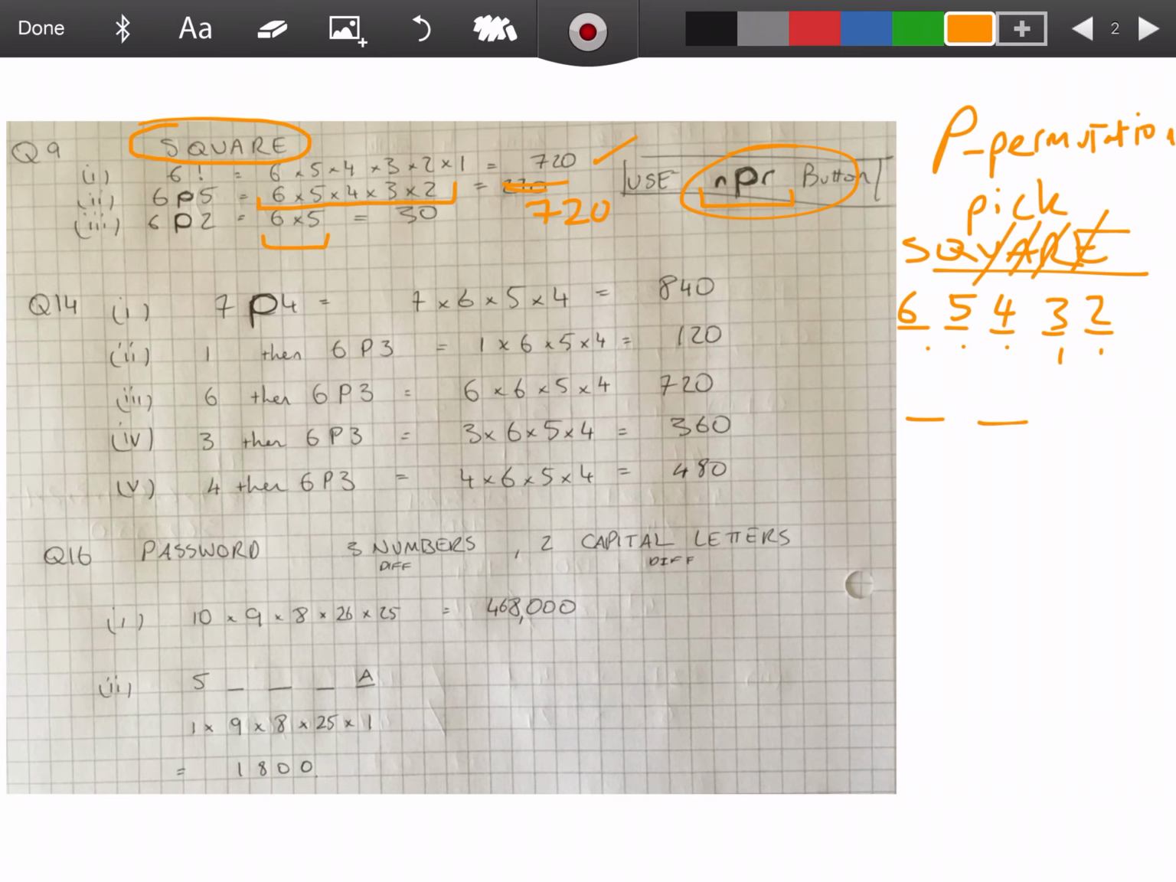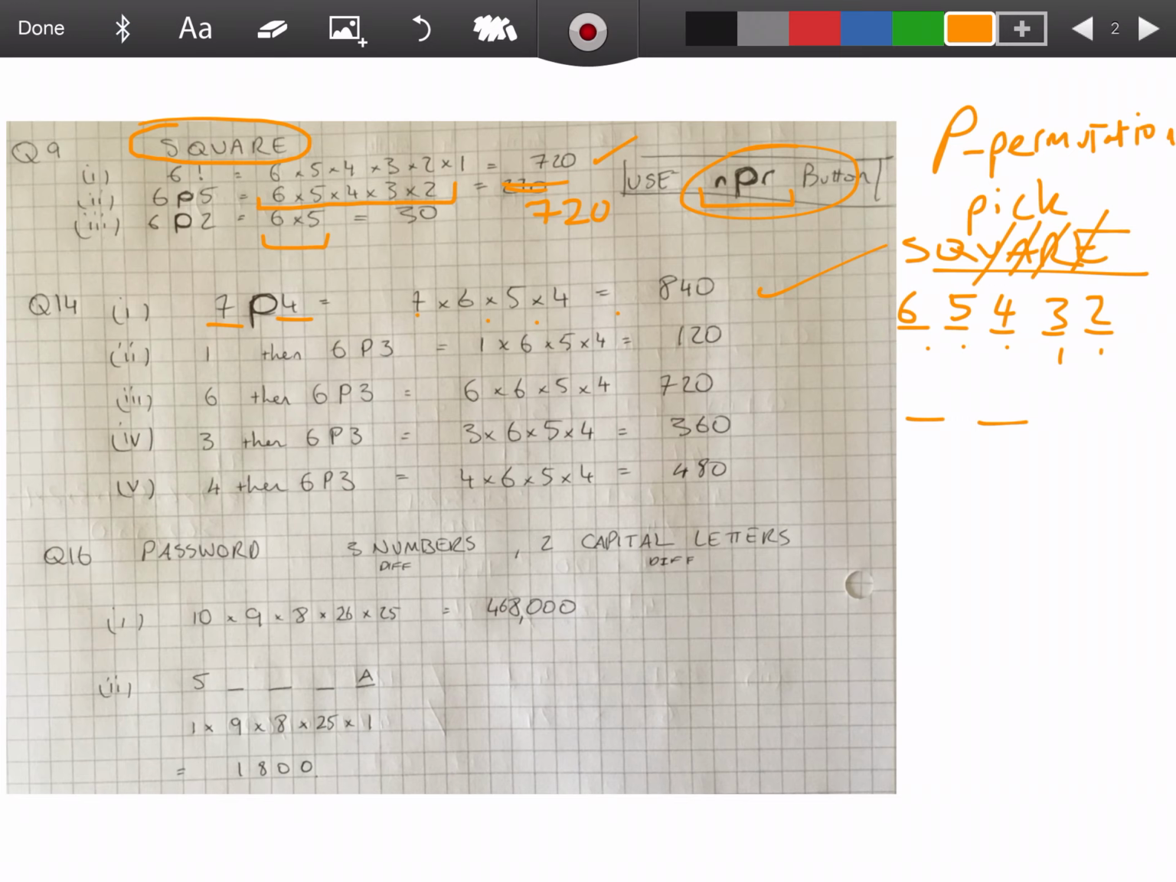Question 14 asks about studying subjects. So you've got 7 different subjects and you have to pick 4 of them to study on one day. So the first one, it says there's no restrictions to what subjects you can pick. So you've got 7 subjects and I'm picking 4 from them. So it's 7 by 6 by 5 by 4. It gives me that many options in the orders of which way I could study.